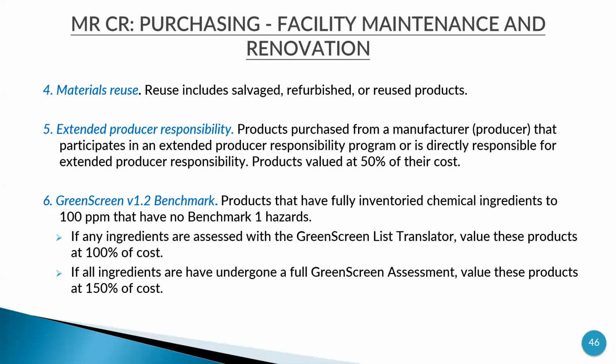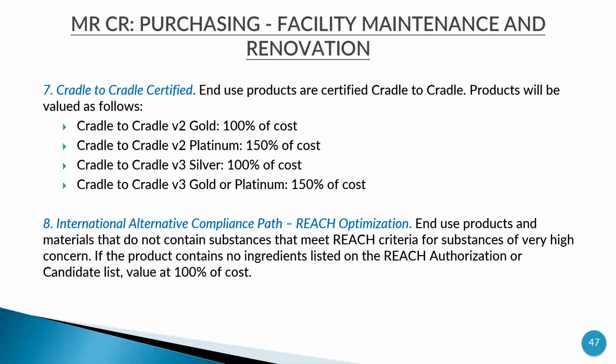Then Green Screen v1.2, it is the same thing. If the ingredients are assessed under this, products are valued at 100%. If all the ingredients have undergone full Green Screen assessment, then it is 150% of the cost. Cradle to Cradle v2: Gold 100%, Platinum 150%; Silver 100%, Gold and Platinum 150%.